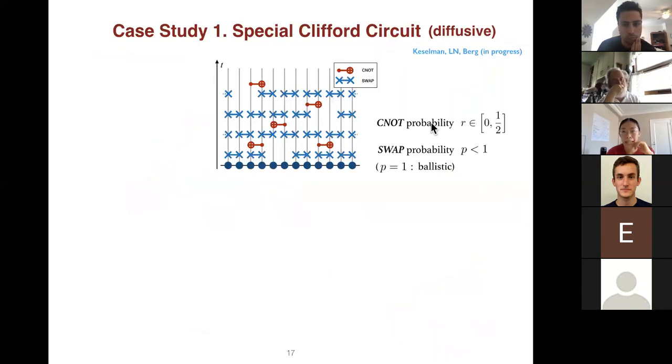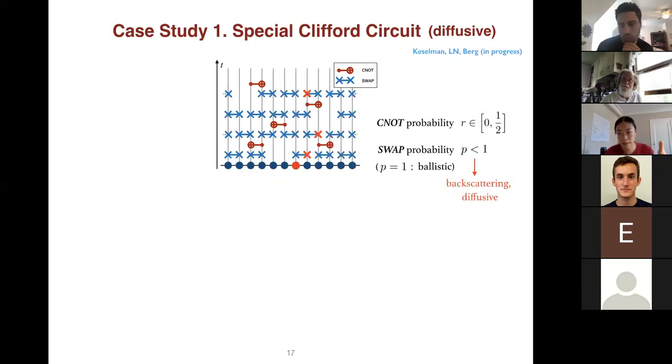Okay, so the second case is called the diffusive case, because I have some missing swap. So why is it diffusive? If I start from a local operator here and just apply swap gate, initially it travels to the right, but then because of the missing swap here, it will start traveling to the left. So this P smaller than one gives you the mechanism for backscattering and diffusion.